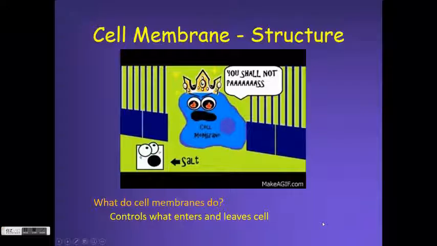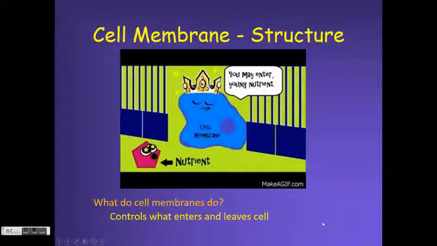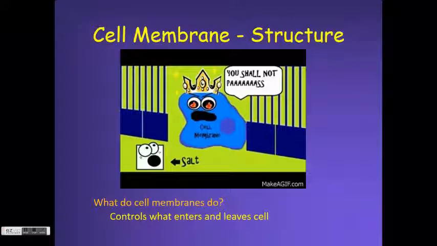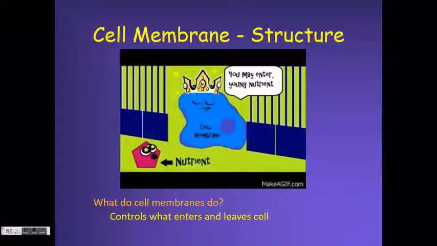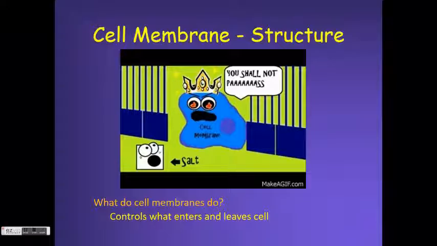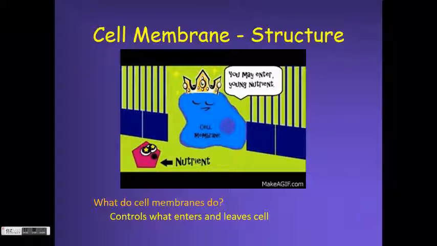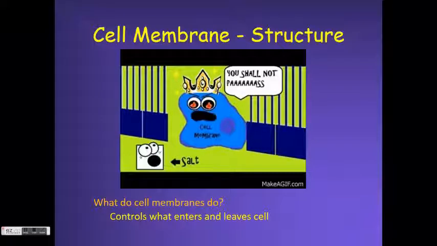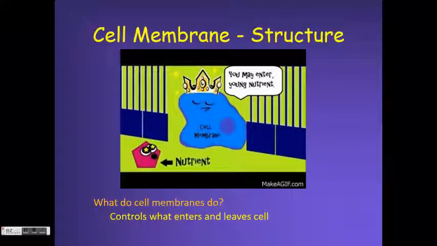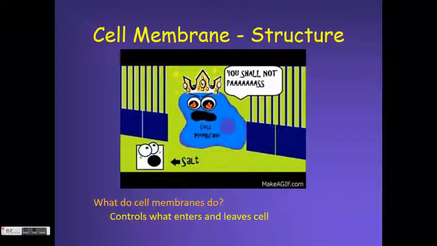Here in this animation, we've got a cell membrane that's somehow controlling what comes in and what goes out, that certain things like maybe nutrients are allowed in and maybe something else like salt is not allowed in, though that depends on the situation too. But basically, the cell membrane is able to control what goes in and what goes out.